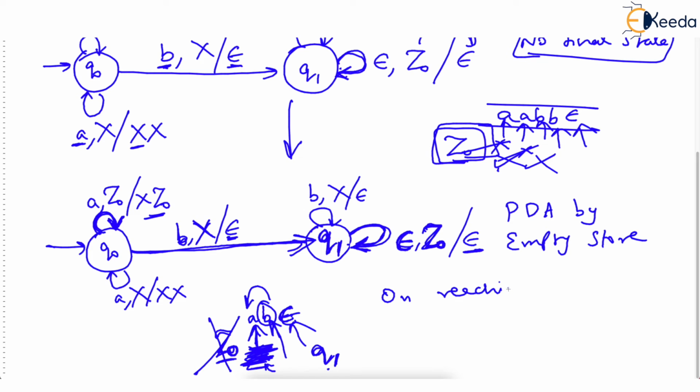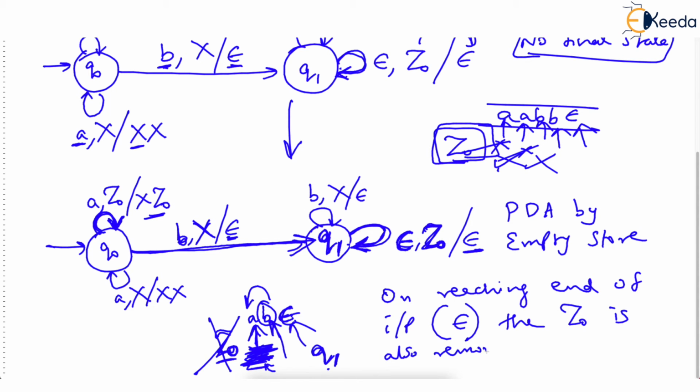So what is the state now on reaching the end of input? That is, on reaching epsilon. What has happened? The Z0, the top of the stack, is also removed. I hope you are understanding. So the stack is empty. Stack has really genuinely become empty. The PDA is in Q1 state. Just check, there is no final state here. We have not drawn any double circle.